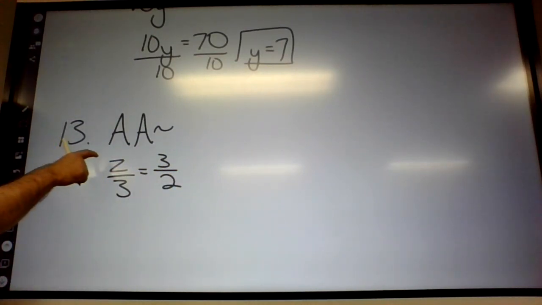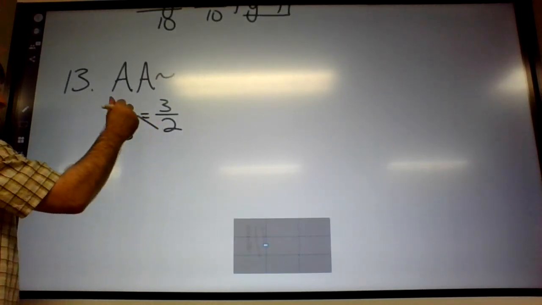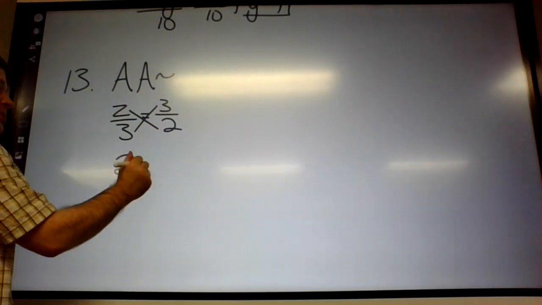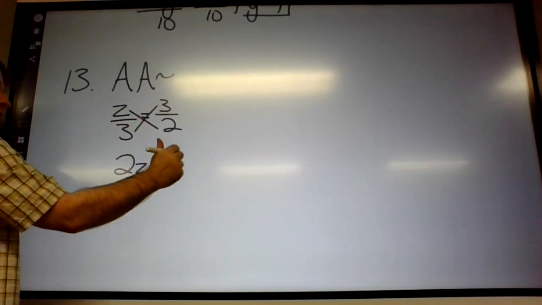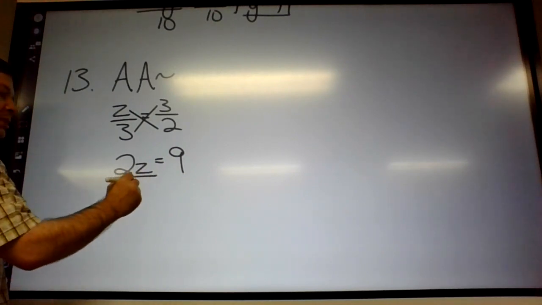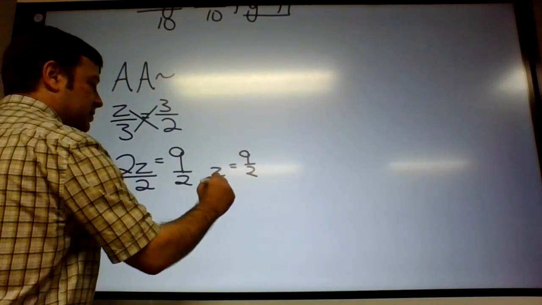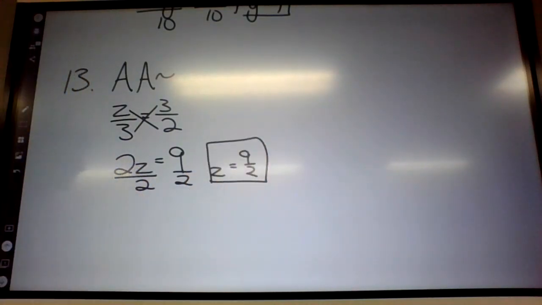So basically we went big triangle to little triangle equals big triangle to little triangle. Cross multiply: 2z equals 3 times 3. So z is 9 over 2, or 4.5.